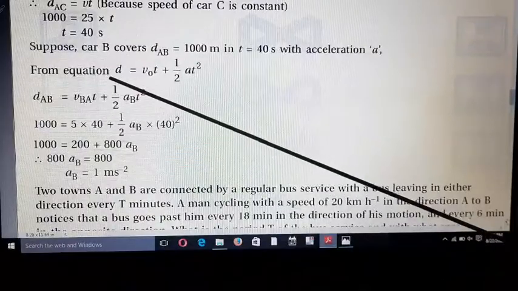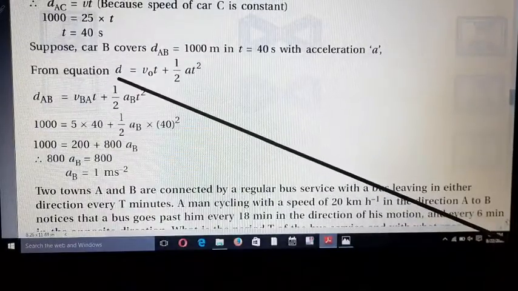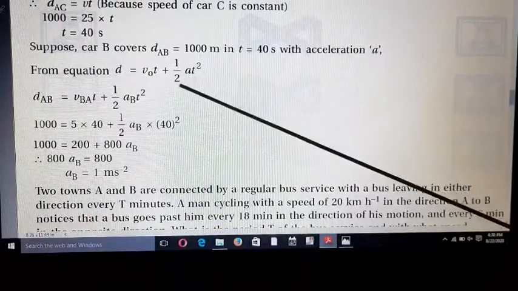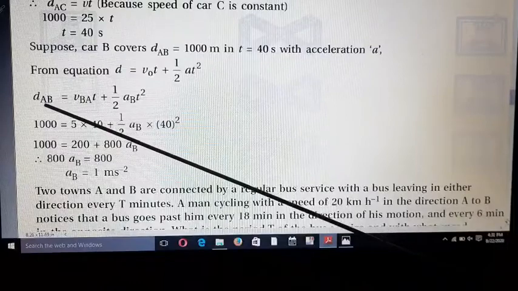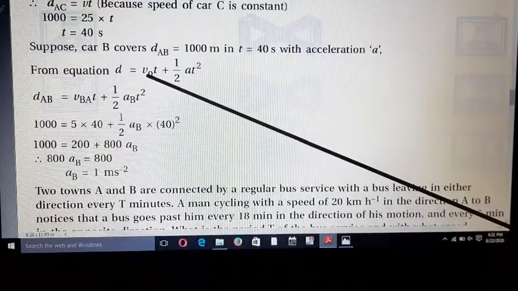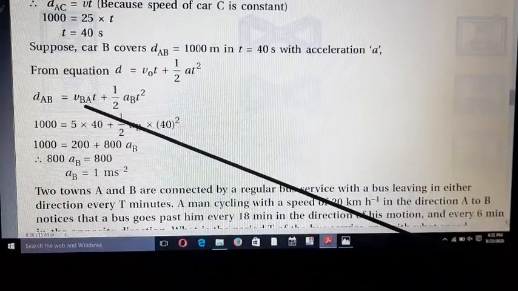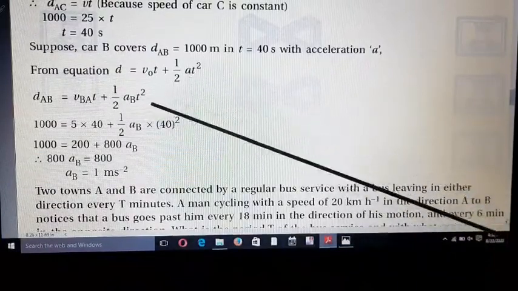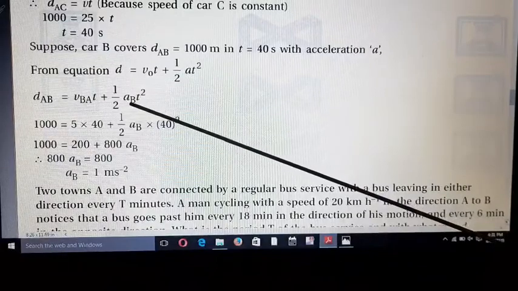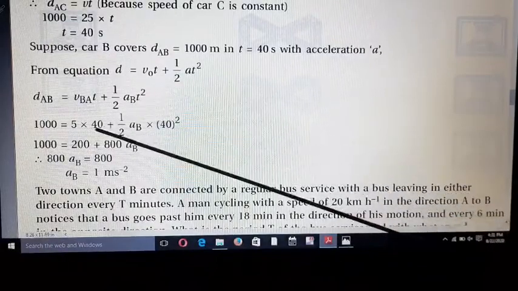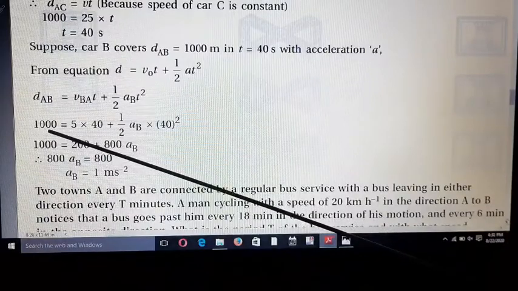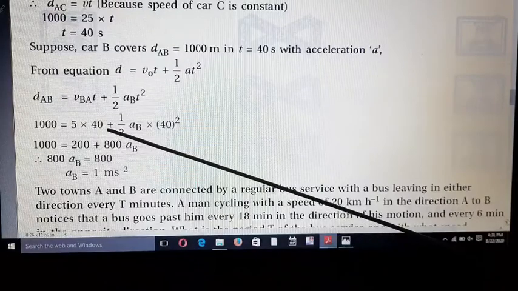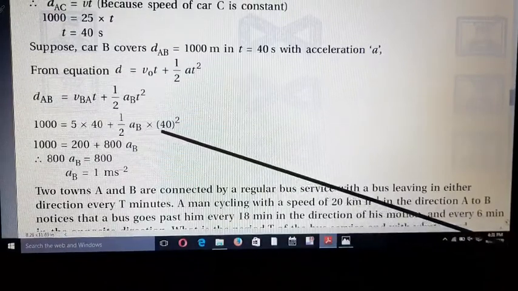So look here, according to the equation of motion, D is equal to V0 t plus 1 by 2 a t square. Instead of D we can write DAB, and instead of the initial velocity V0 we can write VBA times t as it is, plus 1 by 2. Instead of a we can write the acceleration of car B, aB, and t square. So DAB is equal to 1000, VBA is equal to 5, time t is equal to 40, plus 1 by 2 aB cross 40 square.